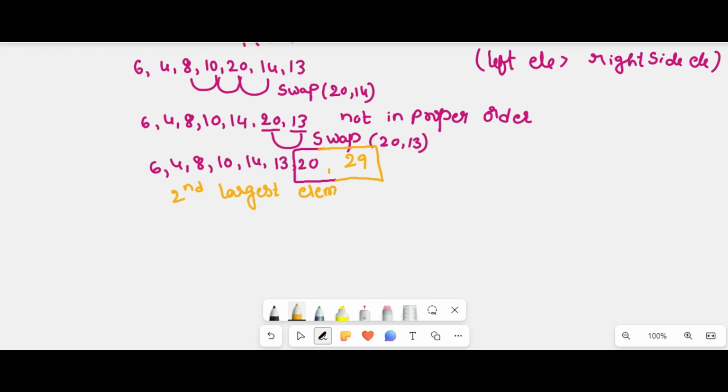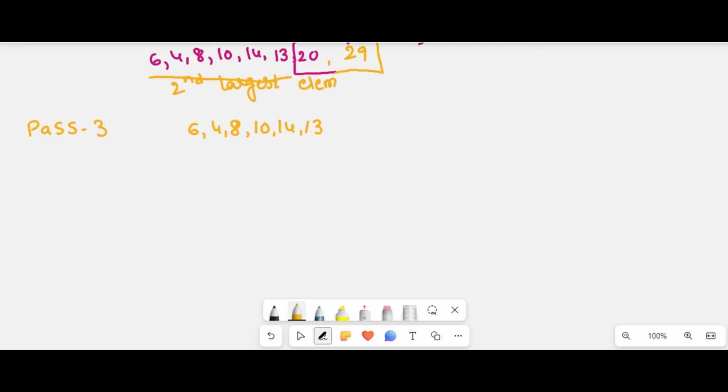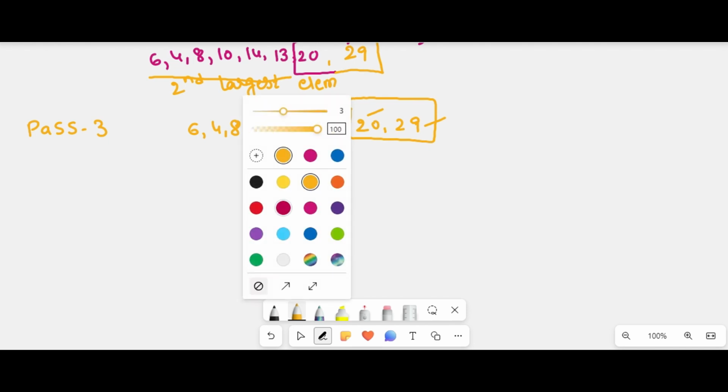Okay. So now pass 3. Consider only the elements 6, 4, 8, 10, 14, 13. Only consider this sub-array. I will write here that 20 and 29 we will not consider. Why? Because these are already placed in the correct position. This is the largest element and this is the second largest element. Now again repeat the process as usual.